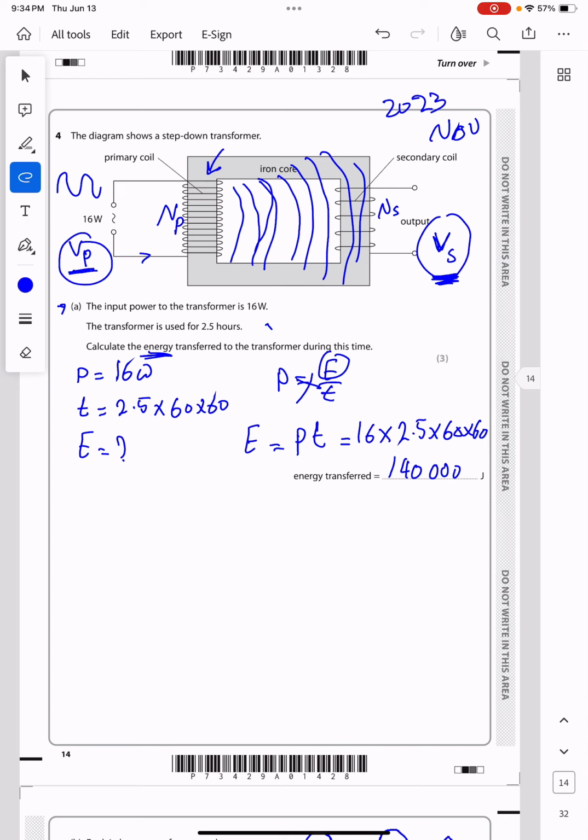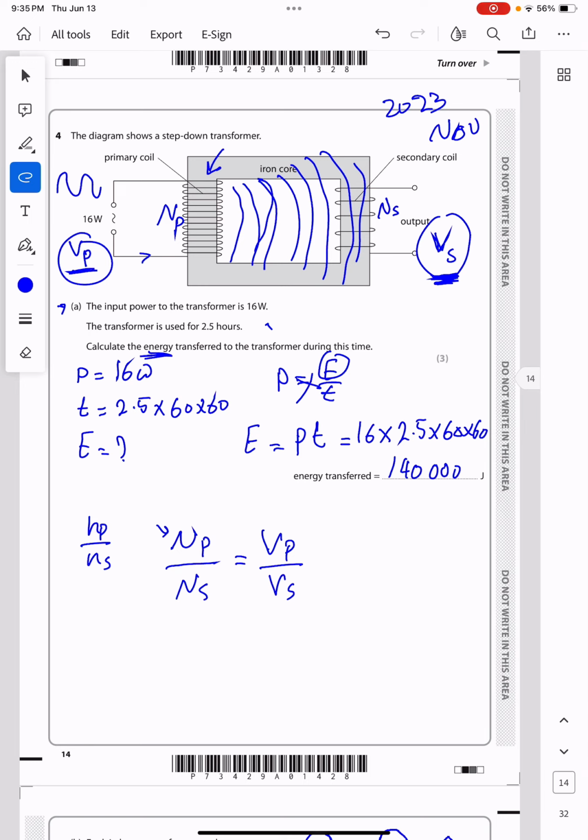But anyway, you can make sure of what I'm saying using this formula, which is NP over VP is equal to, oh no, actually it is NP, I made a mistake. It's NP over NS equal to VP over VS. It is easy to remember. I think if I'm not wrong, maybe in your book it is written as NP over NS, not the capital one. But as long as you know what you're doing, then it's totally fine.